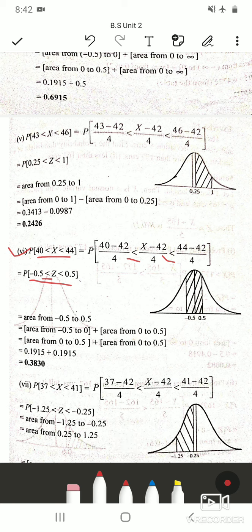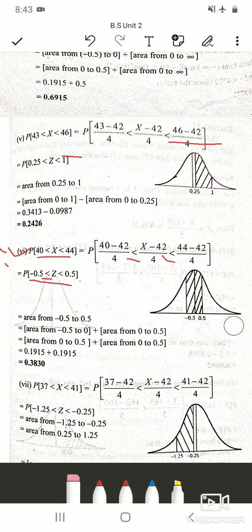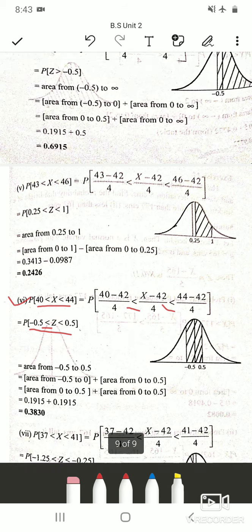If it has a negative symbol, on the left hand side, we convert it into the positive side and find the area. Suppose you want to find the region from minus 3 to minus 2. The same region is found by taking it to the right hand side, so it will be the area from 2 to 3. First you find the area from 0 to 3, and from that you subtract the area from 0 to 2. You will get the area between minus 3 and minus 2.